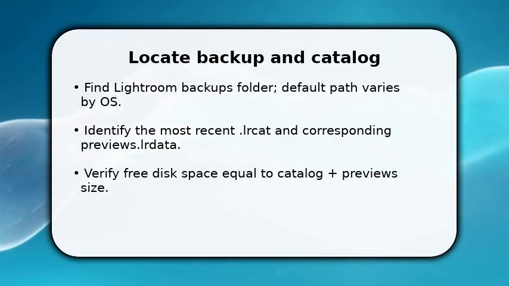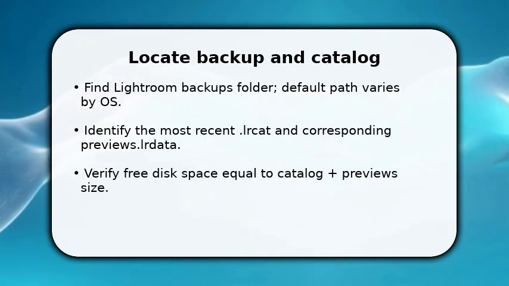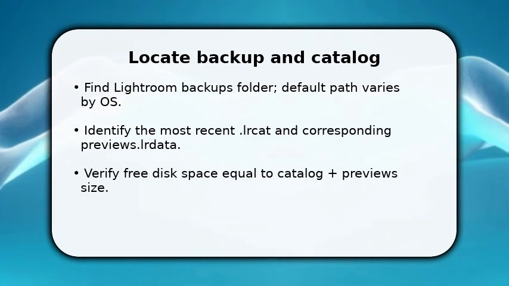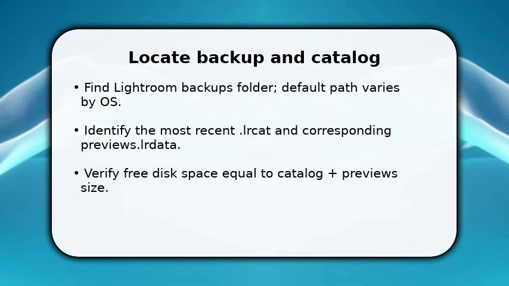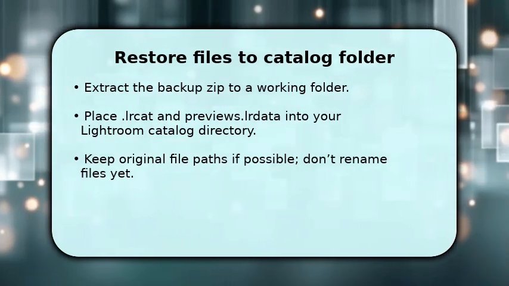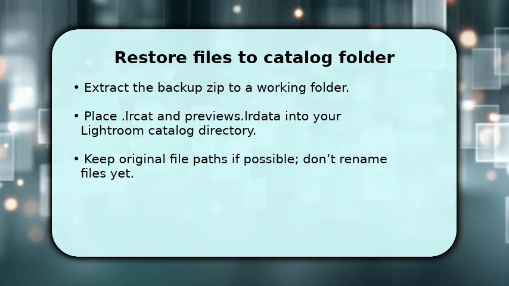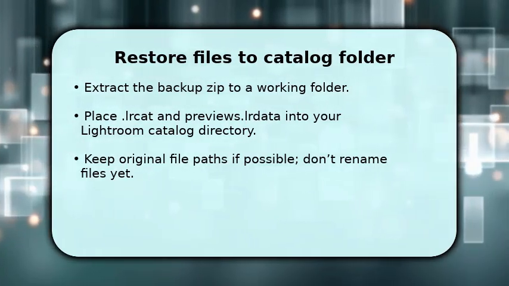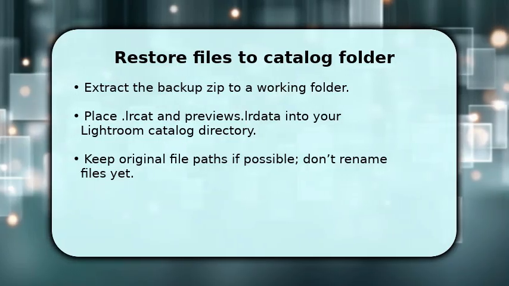You should also check free disk space and close Lightroom before proceeding, because the app must not be running while you replace or restore catalog files. You now extract the backup zip into a temporary folder and inspect the contents. Copy the LRCAT file and the previews LR data folder together into your target Lightroom catalog directory. Keeping them side by side preserves performance and metadata links.